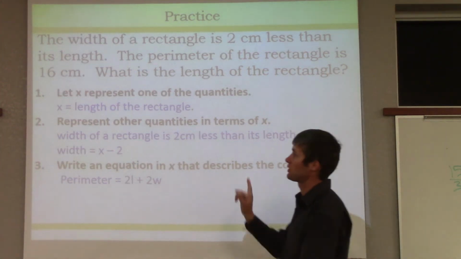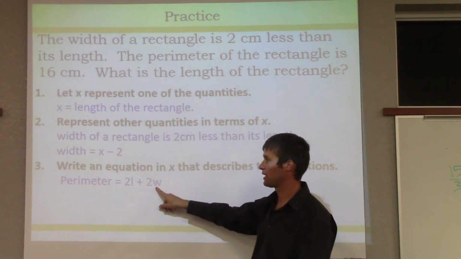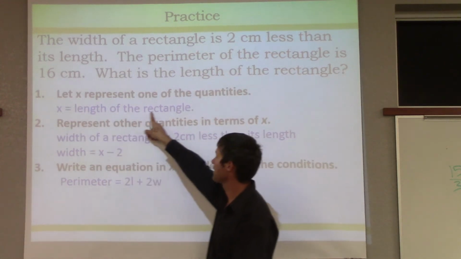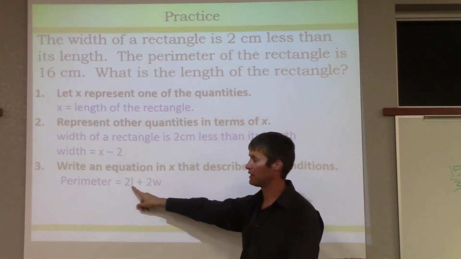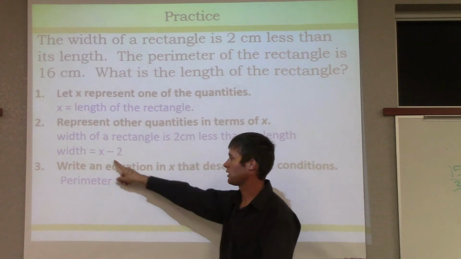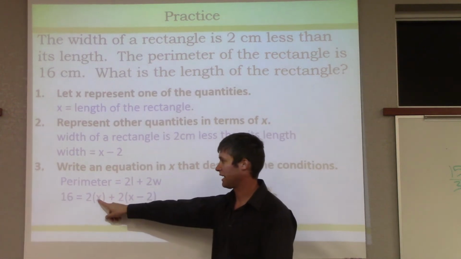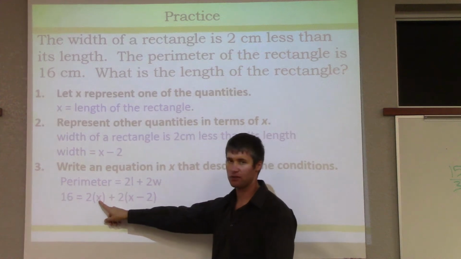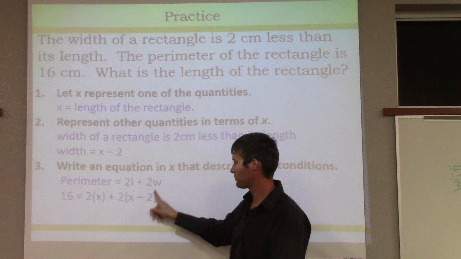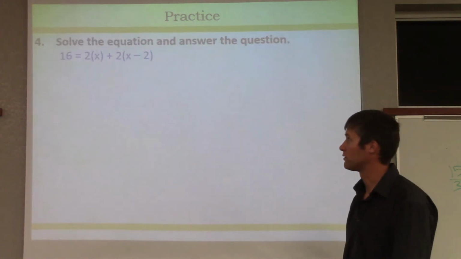So if I look at it, it talks about perimeter. Your perimeter is equal to 2 times your length plus 2 times W. So if I go back here, my x is the length of the rectangle, so instead of L, I'm going to have x. The width is x minus 2, so I'm going to plug x minus 2 in for W. So once again, x was my length, so that goes in for L. My width was x minus 2, so I plug in x minus 2 for W. And now we have an equation that we can solve.